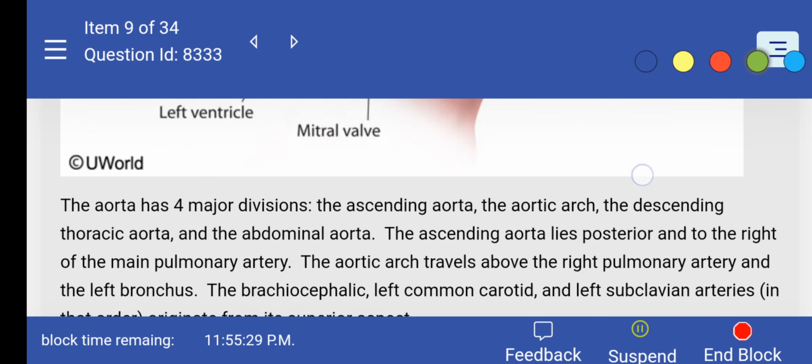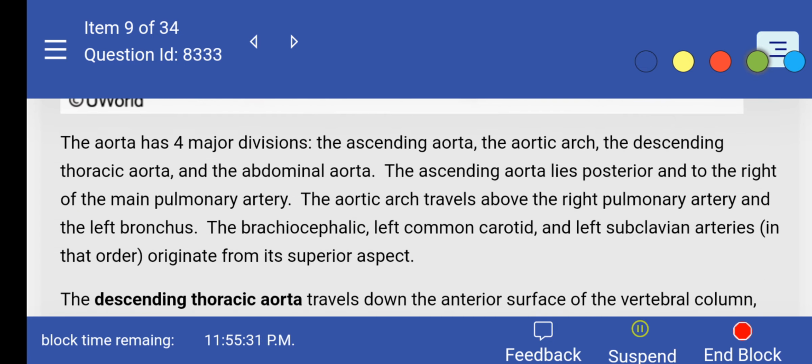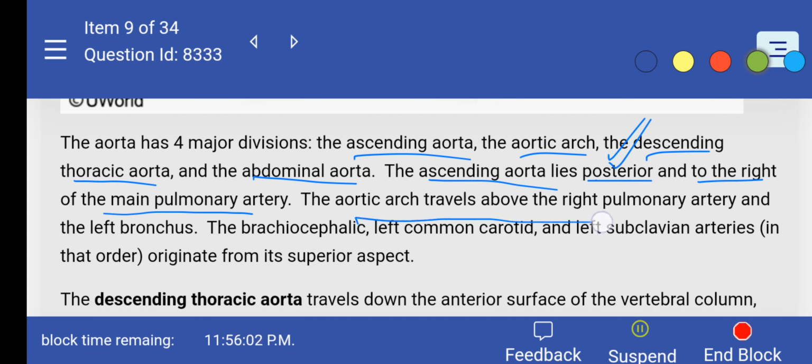The aorta has four major divisions: the ascending aorta, aortic arch, descending thoracic aorta, and abdominal aorta. The ascending aorta lies posterior and to the right of the main pulmonary artery. This is important: the aortic arch travels above the right pulmonary artery.